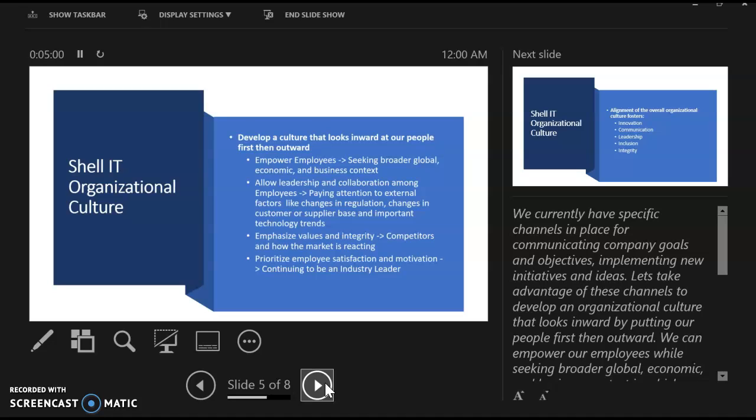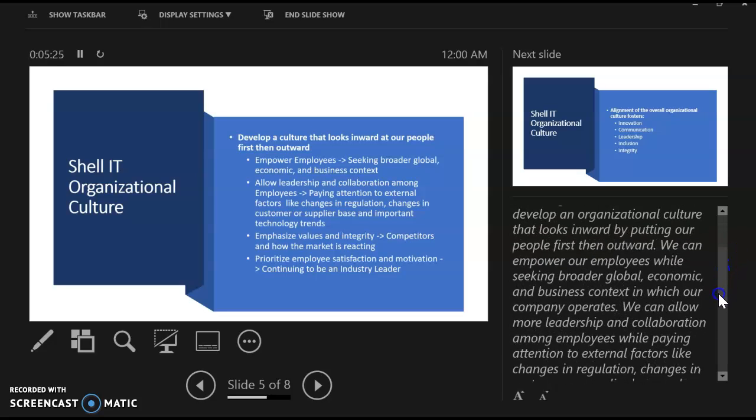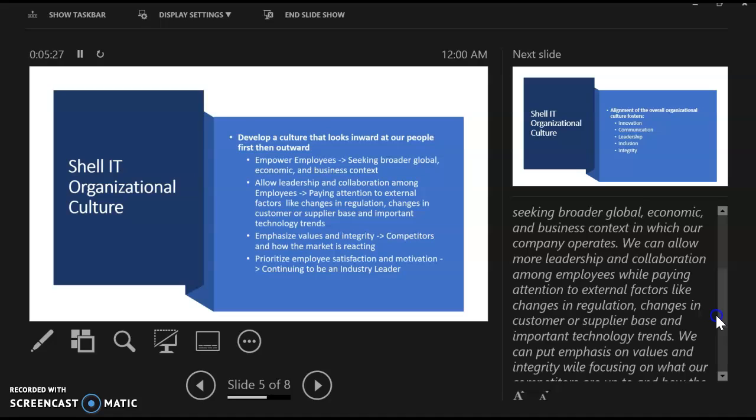We currently have a pacific channel in place for communicating company goals and objectives, implementing new initiatives and ideas. Let's take advantage of these channels to develop an organization culture that looks inward by putting our people first and then outward. We can empower our employees while seeking broader global economic and business context in which our company operates.